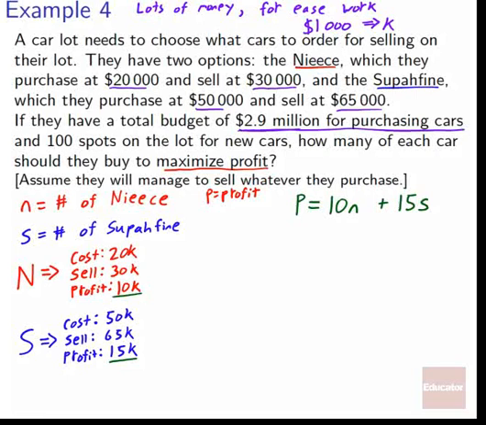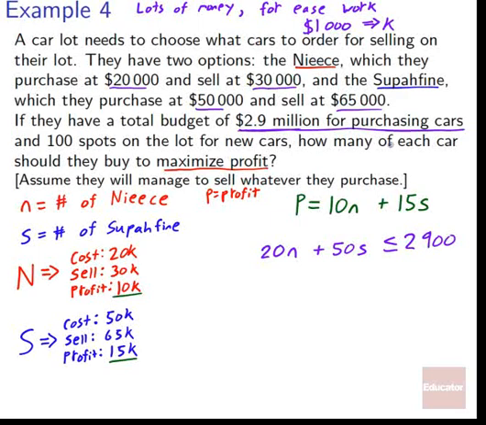So if it's $2.9 million for purchasing cars, well, each nice that we buy is going to be 20N. And each superfine that we buy is going to cause us to spend 50S. So 20N plus 50S is how much we've spent on cars. Now they can spend up to 2.9 million, right? So 20N plus 50S has to be less than or equal to their total budget. And their total budget is 2.9 million, which we can write out as 2900, because 2.9 million is the same thing as 2,900,000. So since we divided everything by 1,000, we're now dealing with 2,900.